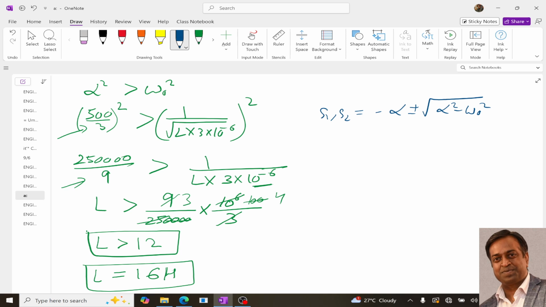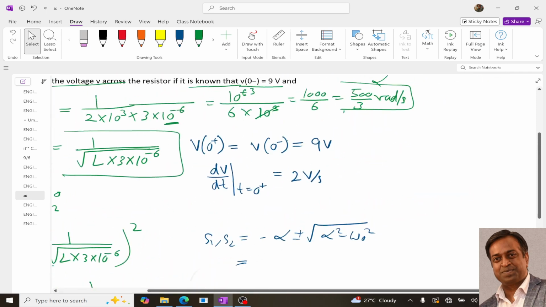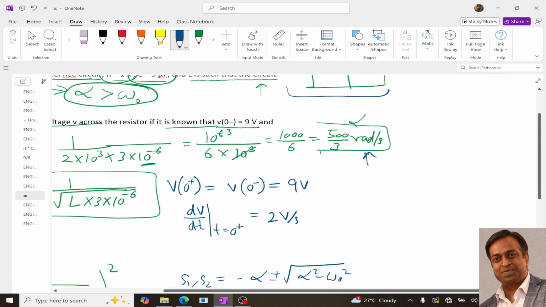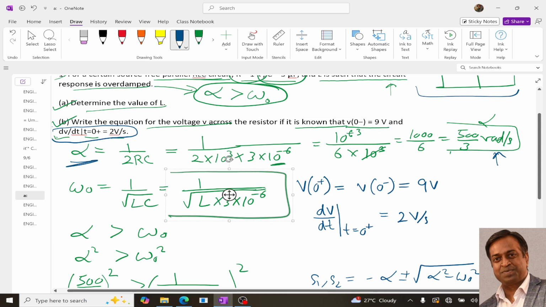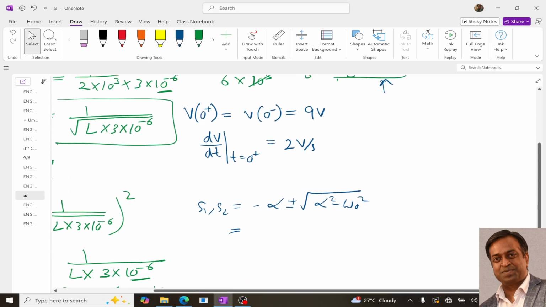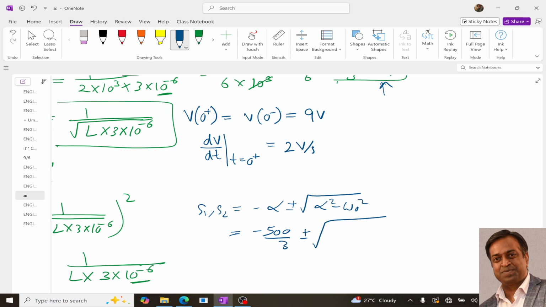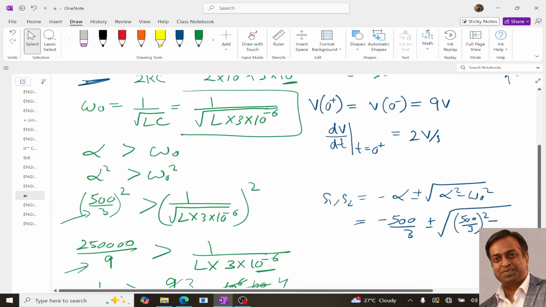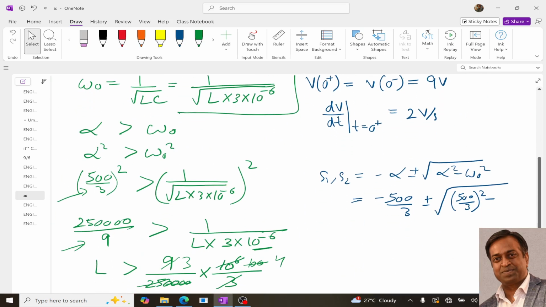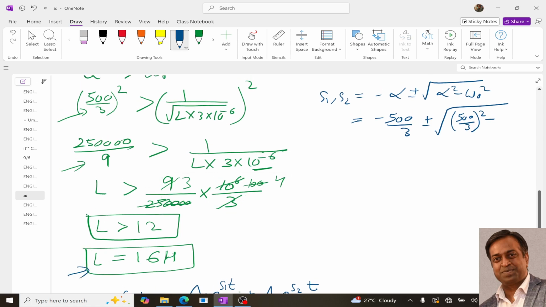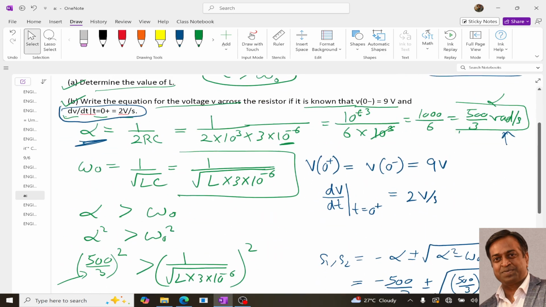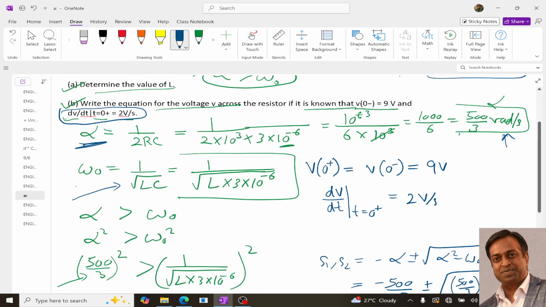So for s1 and s2, we will substitute the value of alpha. What is alpha? Alpha is this that we have determined, 500 by 3. So s is minus 500 by 3 plus minus root of 500 by 3 square minus omega naught square. Now omega naught we need to determine, because we have selected L as 16. So with this value of 16, we need to determine omega naught by substituting the value over here.